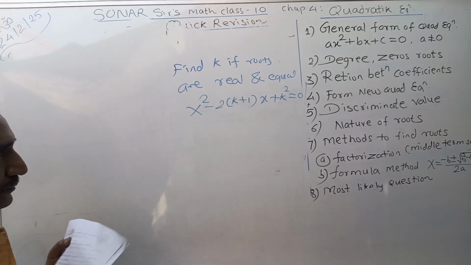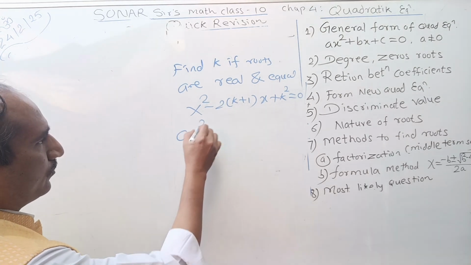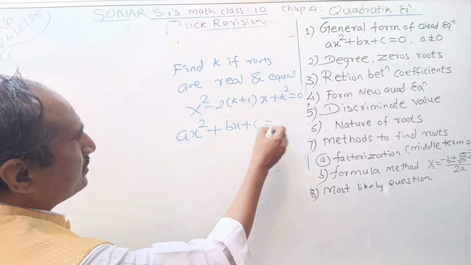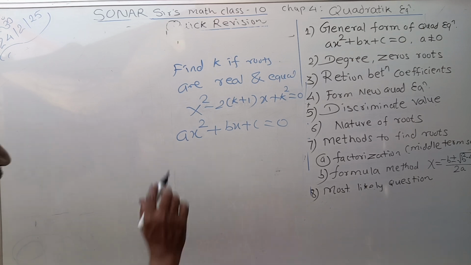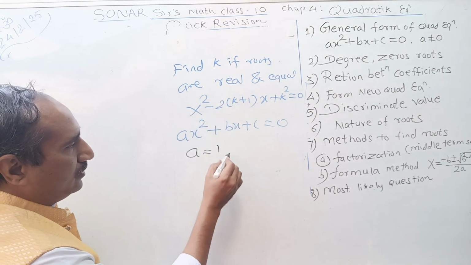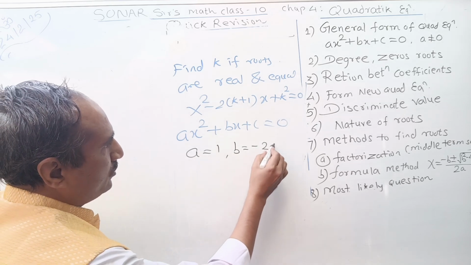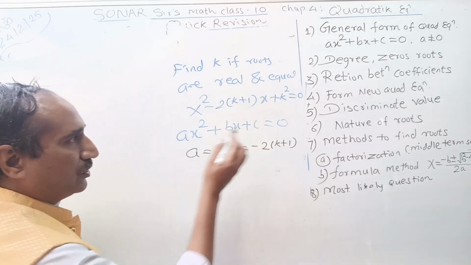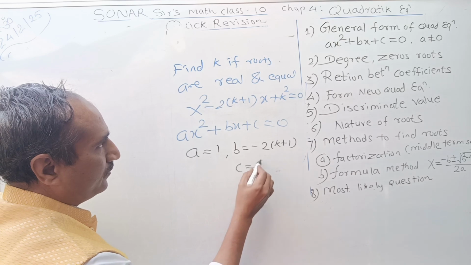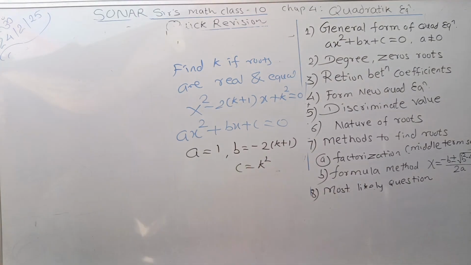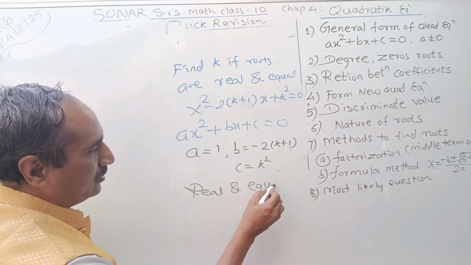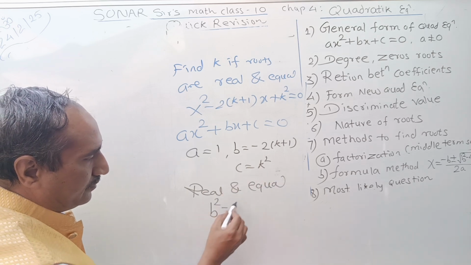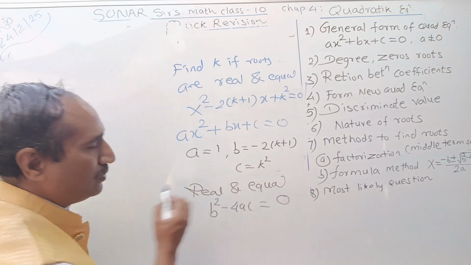First we'll compare it with the standard form, ax square plus bx plus c equal to 0. So can you guess the values of a and b? The value of a is 1, b is minus 2 in bracket, k plus 1. If you forget to take the minus sign, the answer differs from the real one. Now the roots are real and equal, so b square minus 4ac equal to 0.